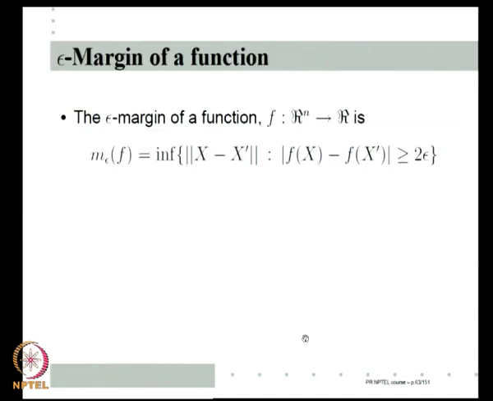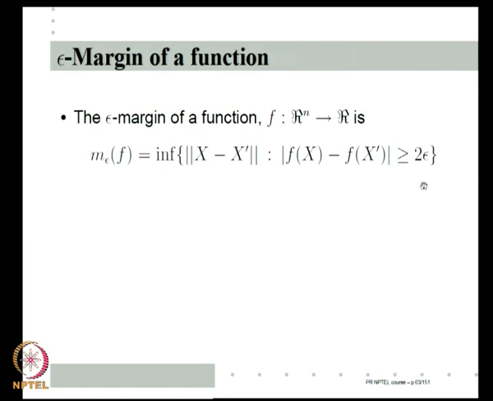The measure we will look at is what is known as an epsilon margin of a function. Given a function f from R^n to R and some epsilon greater than 0, for that epsilon, the epsilon margin of the function, which we generally write as m_epsilon(f), is the infimum over all the norms ||x - x'|| such that |f(x) - f(x')| is greater than 2 epsilon.